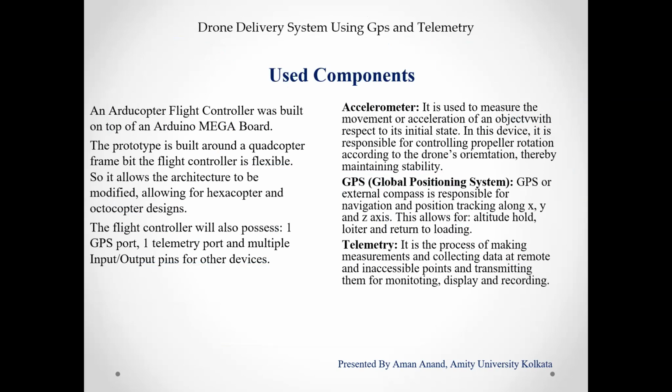The components that we use in our drone: first, we used the Arduino Pilot flight controller, which is built on top of the Arduino Mega board. The three components of that are accelerometer, GPS, and telemetry. The accelerometer is responsible for stabilizing the drone while it is in the air. It calculates every angle of the drone while it is flying, helping it be aerodynamically stable in the air. GPS is used for global positioning, to track the location in all X, Y, and Z directions. The last thing we are using is telemetry. Telemetry is the improvement that we are trying to make in this technology, which is to improve the communication between the drone and the ground station.